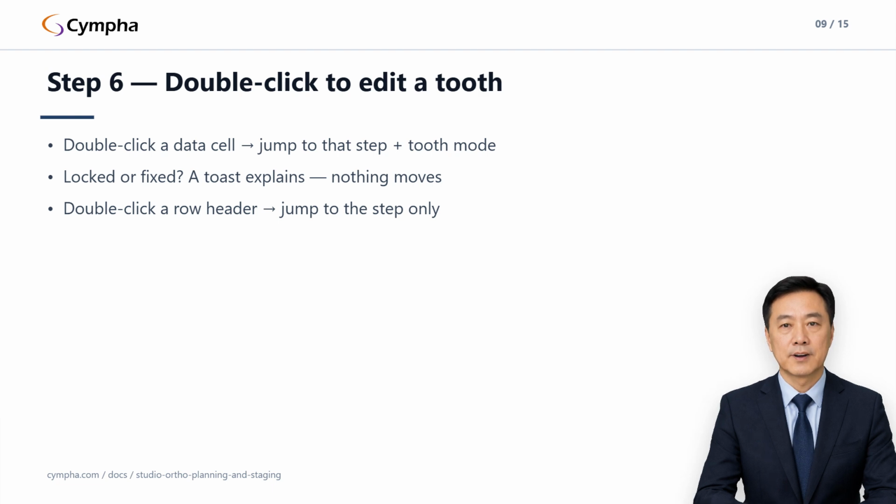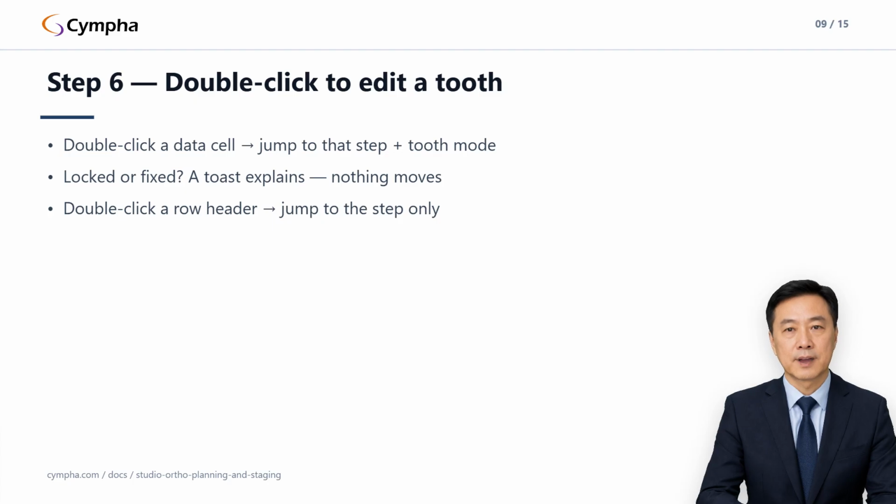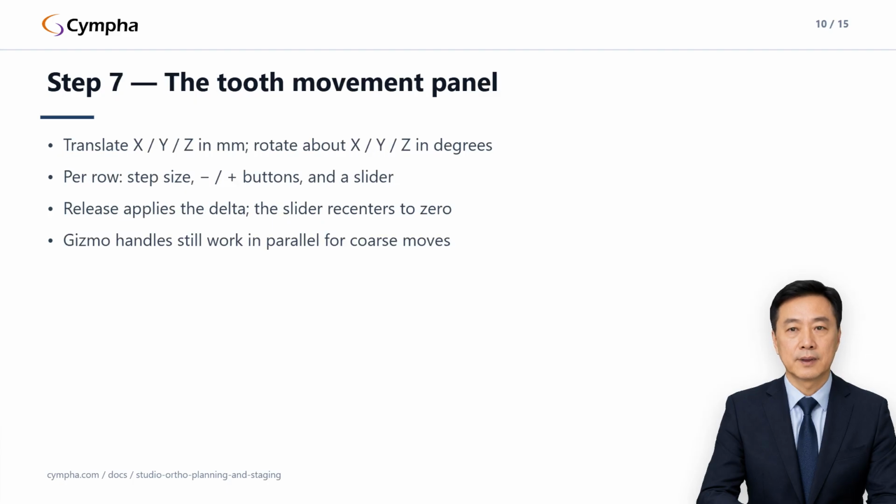The slider has a behavior worth understanding: drag it, and on release Studio applies the accumulated delta and resets the slider to 0. It's a velocity control, not a position control, so repeated pushes accumulate. Changing the tooth or the case step resets the fine sliders too. If the current step disallows adjustment, you get a toast rather than a silent no-op. And the gizmo on the tooth still works in parallel: drag the axes to translate, the rings to tilt, so the usual rhythm is gizmo for coarse, panel for fine.